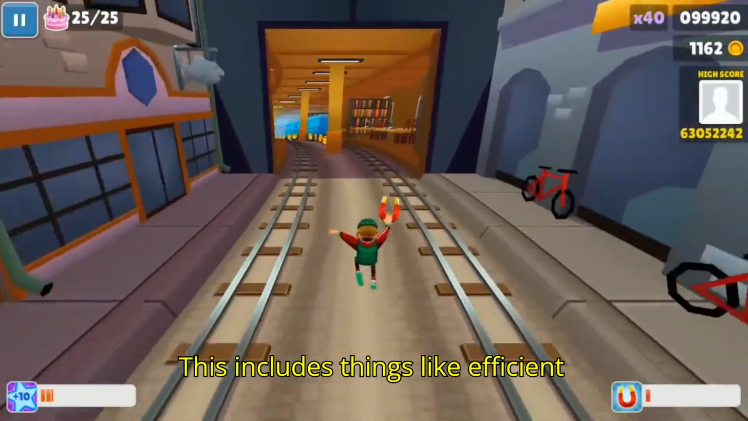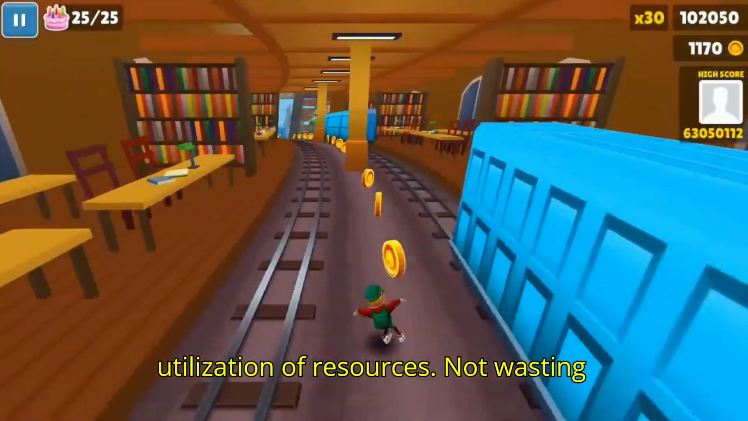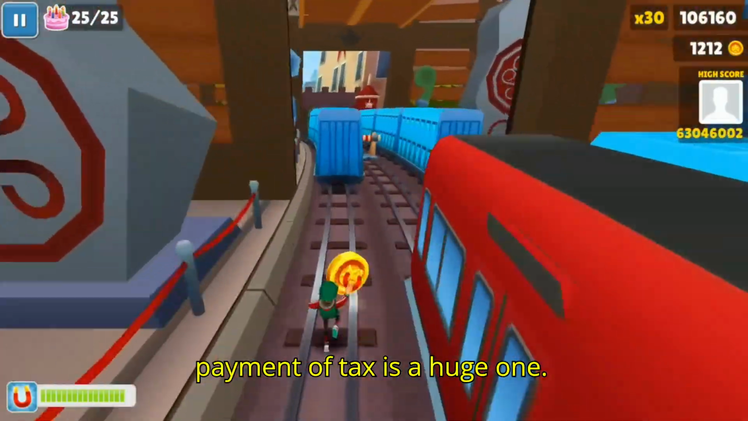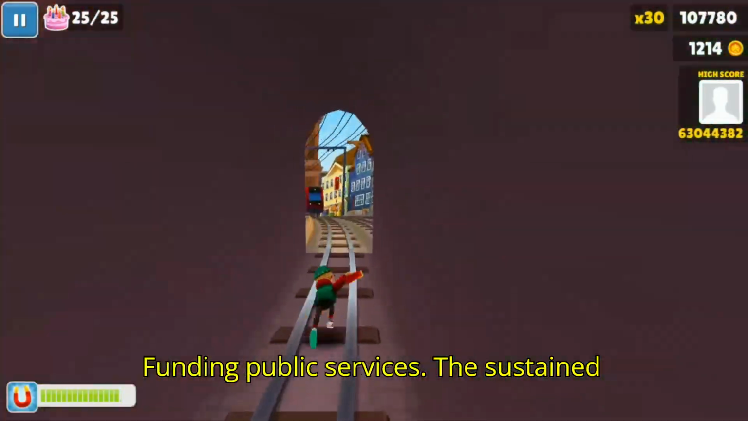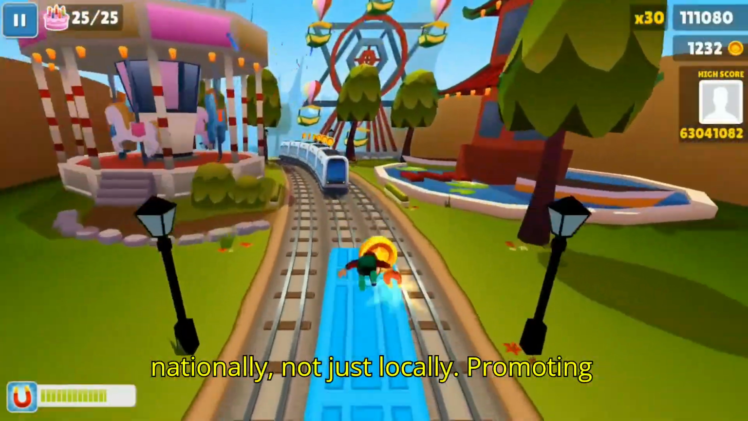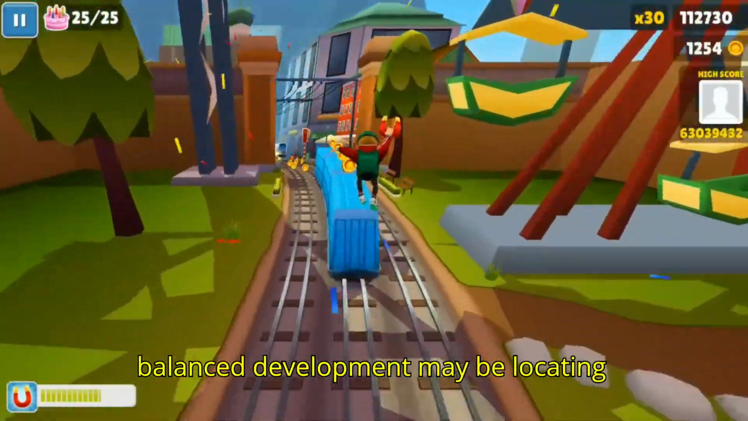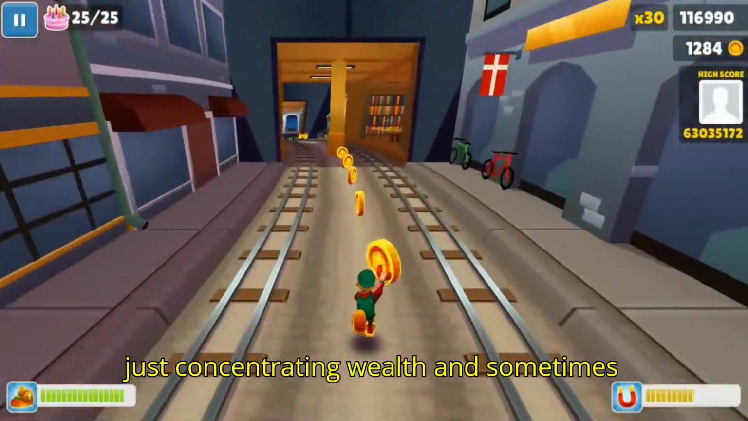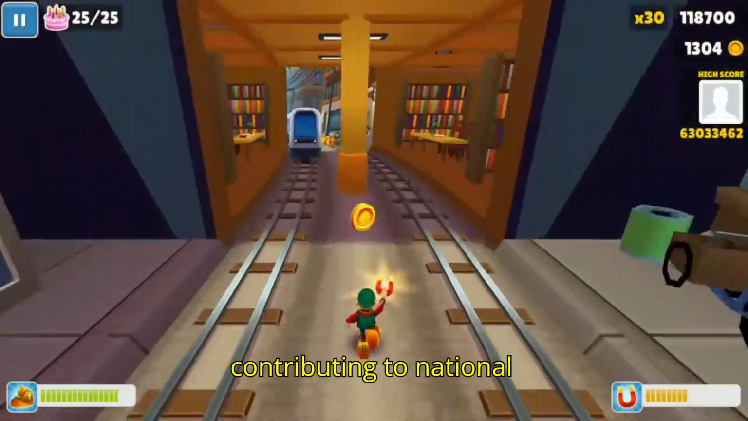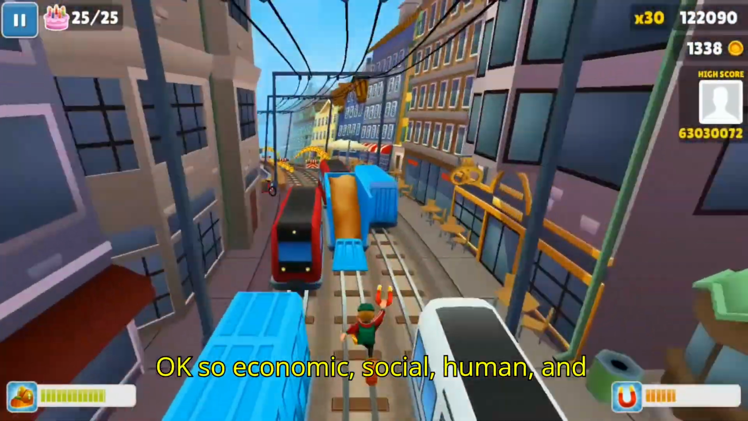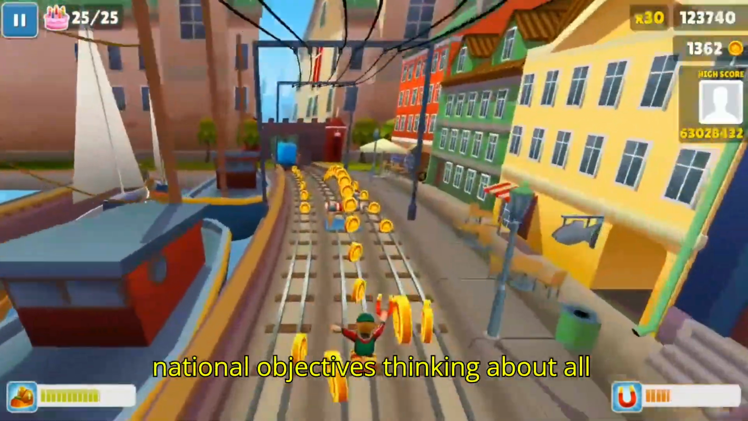This includes things like efficient utilization of resources, not wasting scarce national resources. The proper payment of tax is a huge one, funding public services. The sustained generation of employment contributes nationally, not just locally. Promoting balanced development, maybe locating operations in less developed regions, not just concentrating wealth, and sometimes contributing to national self-sufficiency in critical sectors. Wow, okay, so economic, social, human, and national objectives.